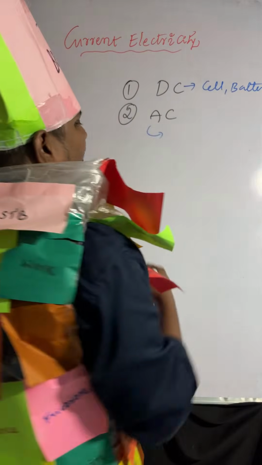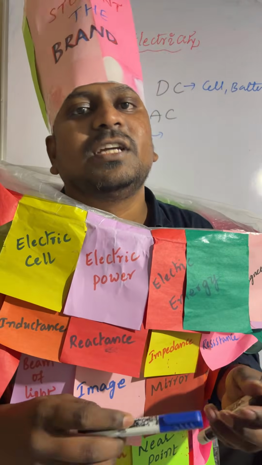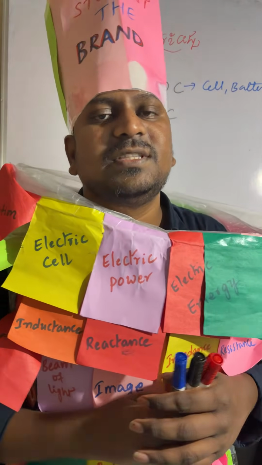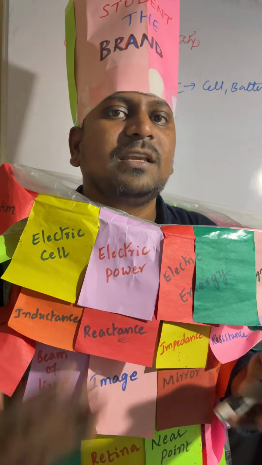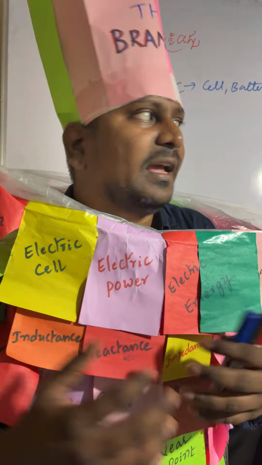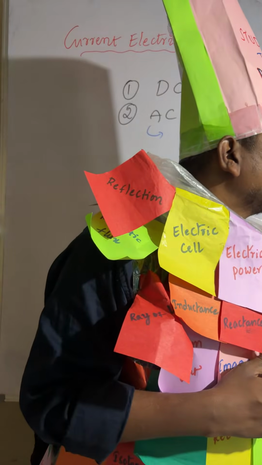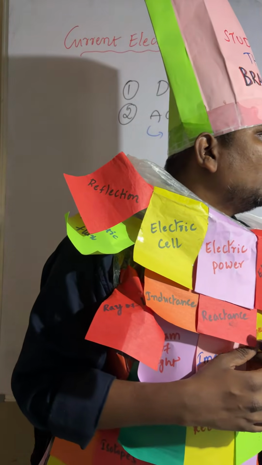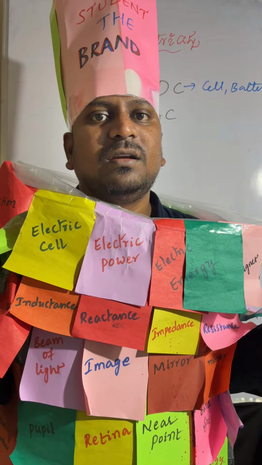Coming to AC current, it is current whose magnitude and direction both change with respect to time. That is called AC current. Source: AC dynamo. Understood or not? I hope it is very clear.